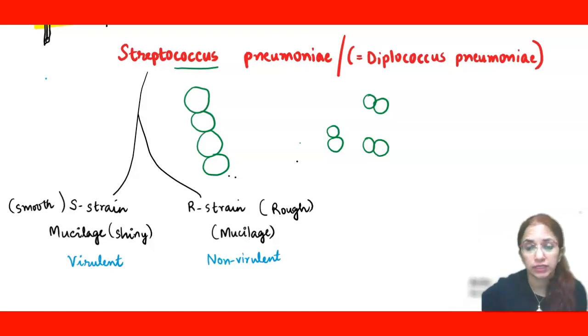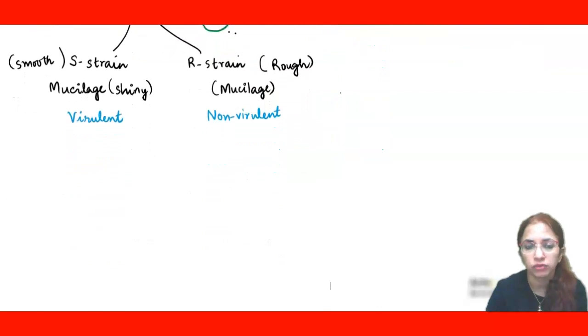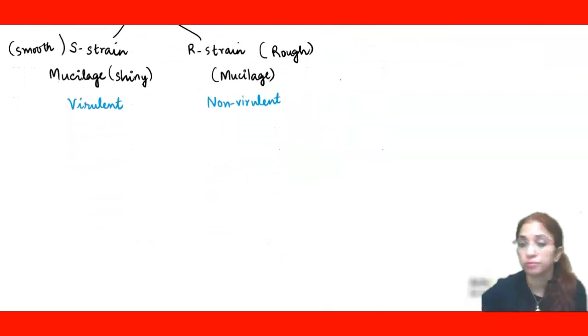That means the R strain being non-virulent, whenever it would be injected in some animal or in any mammalian system, it will not cause pneumonia. Whereas the S strain was virulent, it was harmful, so whenever it would be injected in some animal, it is always going to cause pneumonia, right? Now we will see how Griffith made use of these strains.